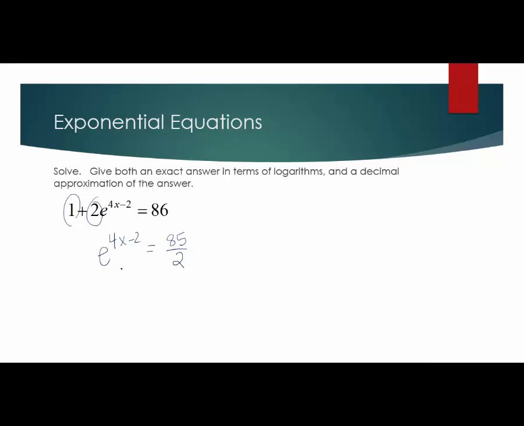Now I can do logarithms once I have my exponential expression isolated. Now let me do the natural logarithm on both sides. This is going to come down, or I can just think of these canceling out because they are inverse operations. They have the same base. This is just 4x minus 2 equals the natural log of 85 halves. Add 2, divide by 4.